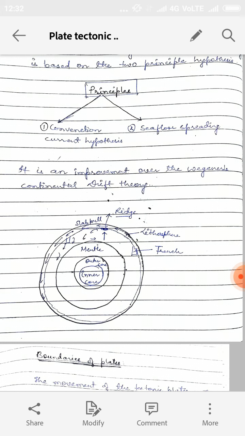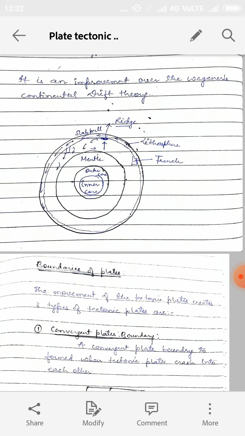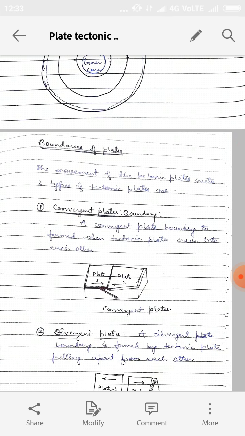At first, in this figure we see the inner and outer core in the middle, then the mantle layers, and lastly, the uppermost part is the lithosphere, with trenches, ridges, and slab pull activities acting at those places. Now the boundaries of plates: the movement of the tectonic plates creates three types of plate boundaries.